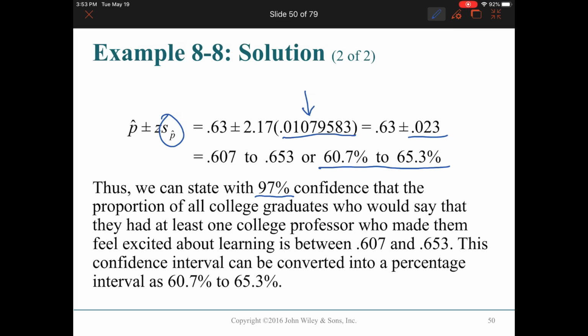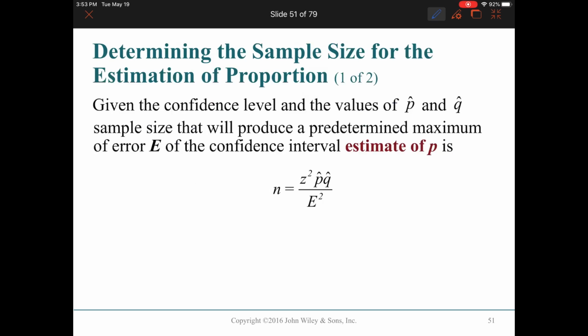So we have 97% confidence for the proportion of all college graduates who say that at least one professor made them feel excited about learning. And boy, I'm hoping you've had at least a dozen or so that have made you feel at least somewhat excited about learning in your major at least. And so it'll be between these two numbers. And we've got a pretty tight margin of error here. So that certainly helps narrow things down. But we'll keep it as 90, 95, and 99. The big three is all I care about.